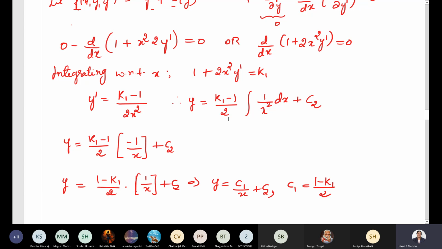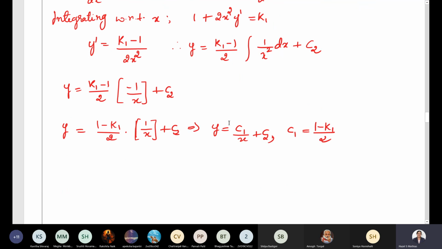Is it clear, everyone? So this is that value where our functional I attains extremum. Anybody, any doubt? No, ma'am. Okay. These problems are very simple.